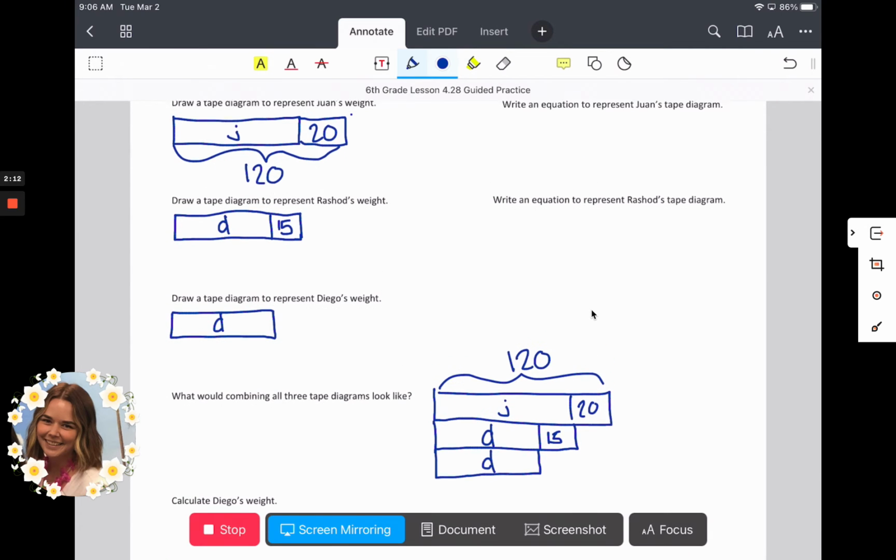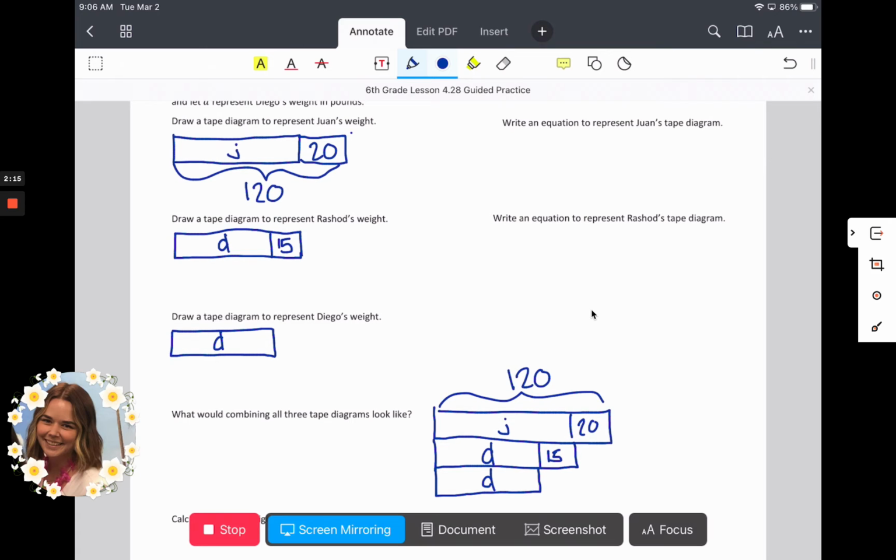So using that information, we can write some equations. First we can write the equation for Juan's tape diagram. So we can say that J plus 20 equals 120. Then for Rashad's tape diagram, we can use two equations. Since Rashad weighs the same amount that Juan did last year, we can start by saying J equals D plus 15.